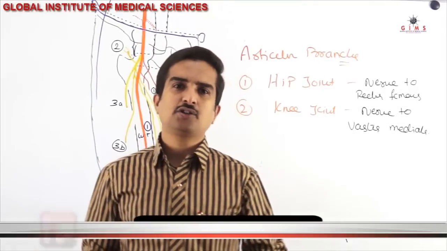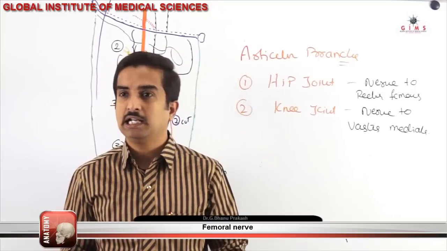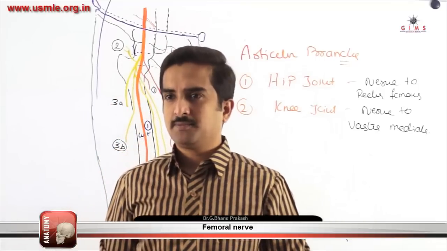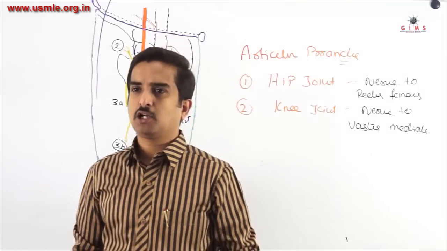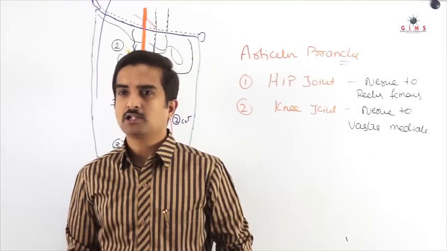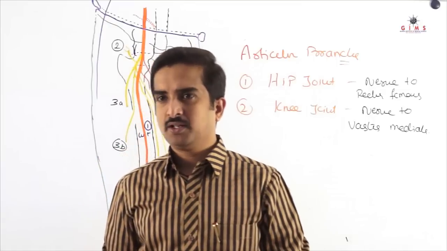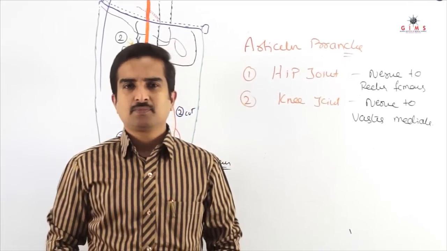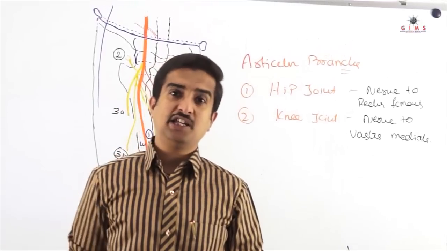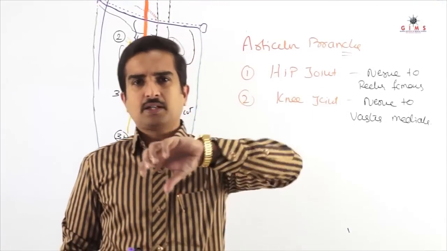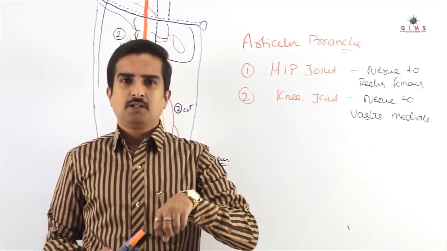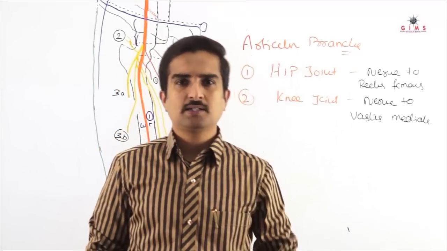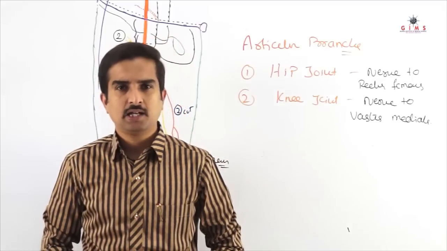So before I finish off the branches, I want to talk about Hilton's law here. Whenever a nerve supplies a muscle which lies across a joint, it not only supplies the muscle but also supplies the joint beneath and the skin overlying the muscle. So what does it mean? Whenever you see any nerve which is supplying a muscle, if that muscle runs over any joint, that nerve not only supplies the muscle, it also supplies the joint underneath it, and also gives innervation to the skin overlying it. This is called Hilton's law.